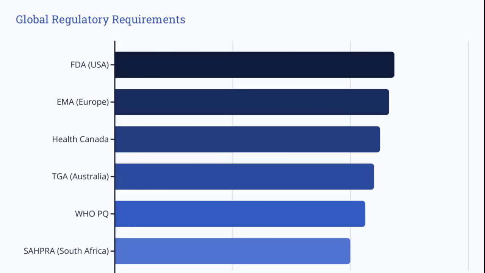Global regulatory requirements for vaccine manufacturing include compliance with standards set by organizations like the FDA, EMA, Health Canada, TGA, WHO PQ, and SAHPRA. Meeting these requirements is essential for the global distribution of vaccines.